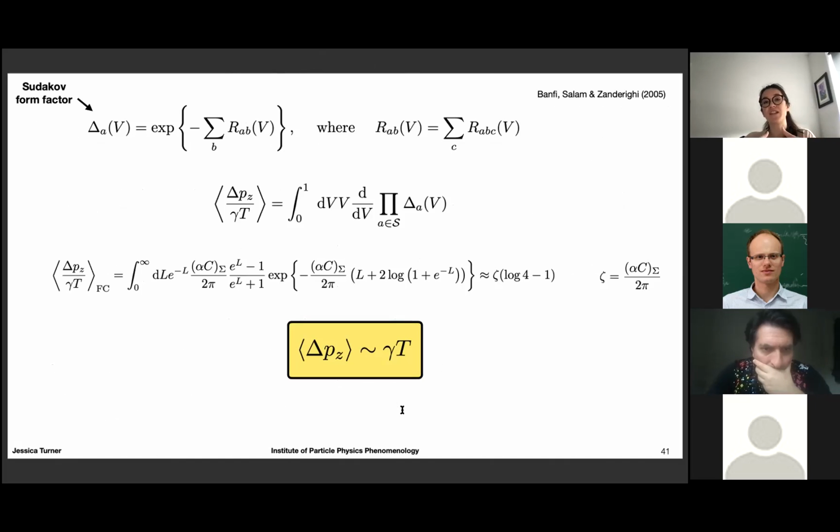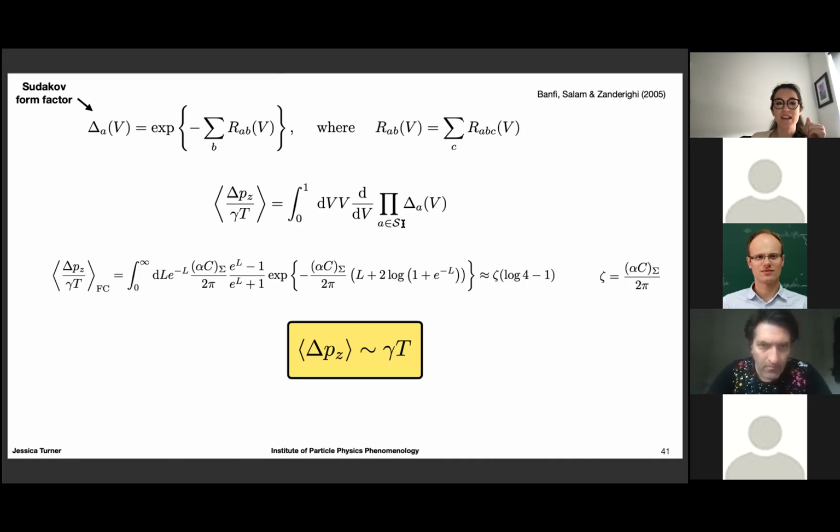So we want to resum all of the soft radiations, and the way that you do that is you use a Sudakov form factor, which is just the exponent of minus the radiator function. Therefore, the average momentum transfer of each particle is given by the following cumulative cross-section, as shown here.